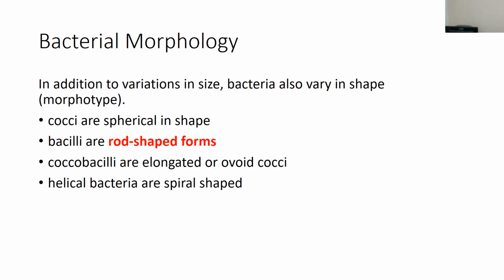Usually what you can tell is that it looks like two cocci together, but it's not diplococci, it's just kind of an extended cocci. We actually have some that are way different in shape, which are helical, okay, which look like a spiral in the old spiral notebooks.